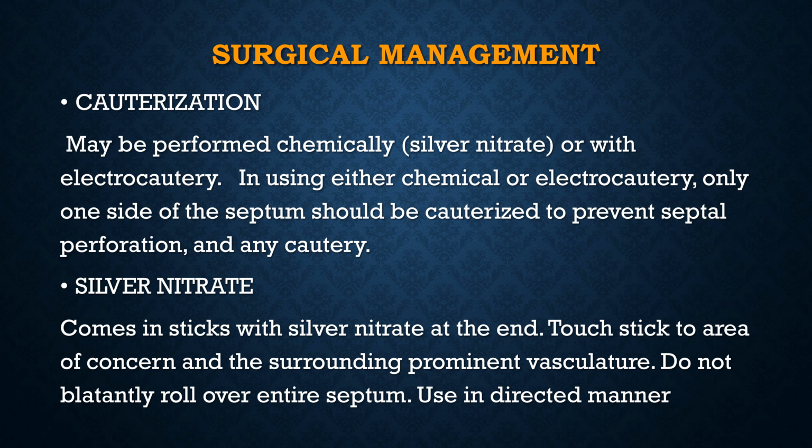Now we will see the various surgical management. First is the cauterization, second is your silver nitrate, and third is your packing. So in cauterization, what does it mean? Cauterization is mainly performed with a chemical or with electrocautery. What it will do, it will destroy the tissue using a hot or cold instrument. It can be an electrical current or a chemical that burns or dissolves your tissues. Okay, so that is your cauterization with the help of silver nitrate.